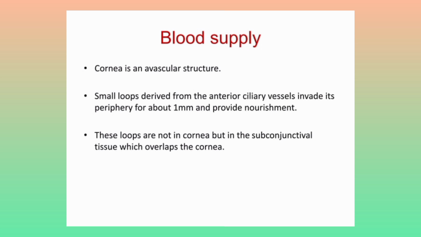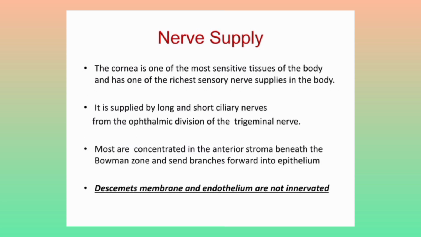Let's know about the blood supply of cornea. Cornea is an avascular structure. Small loops derived from the anterior ciliary vessels invade its periphery for about 1 mm and provide nourishment. These loops are not in the cornea but in the subconjunctival tissue which overlaps the cornea.